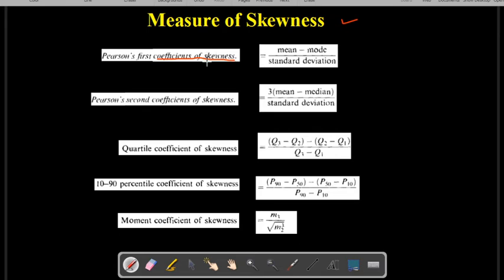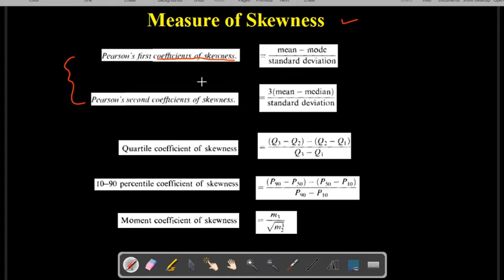Okay, so the coefficients of skewness, I have given in 5 ways. First one, Pearson's first coefficient of skewness, then Pearson's second coefficient of skewness. These two together will always be asked to find. Then quartile coefficient of skewness, then 10 to 90 percentile coefficient of skewness, then the last one, moment coefficient of skewness. We have the formulas here.